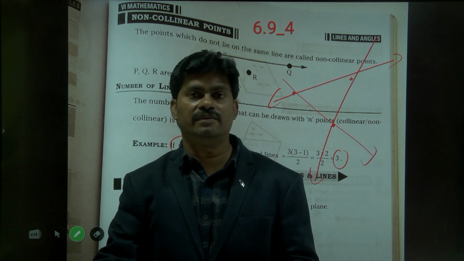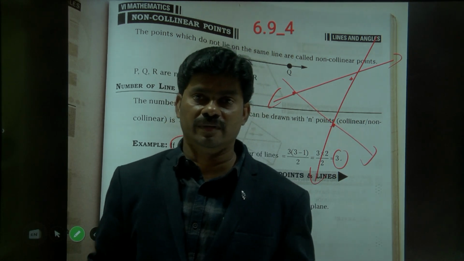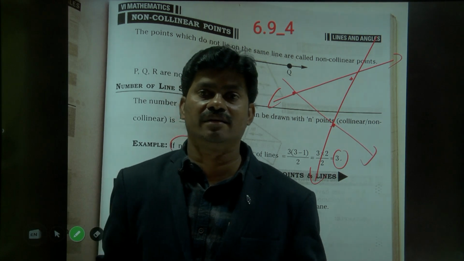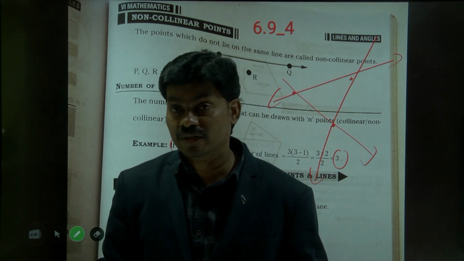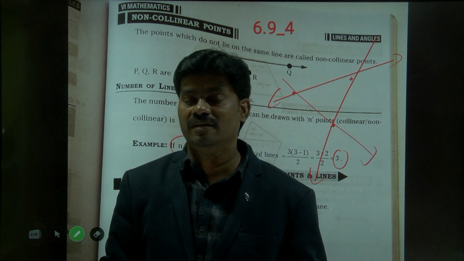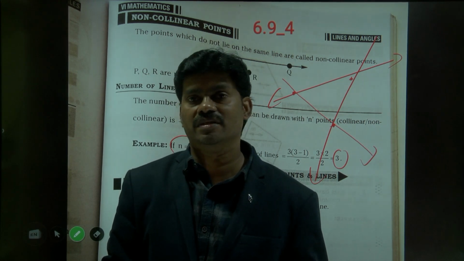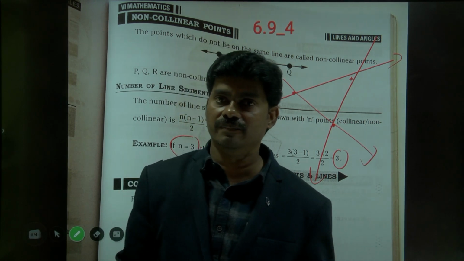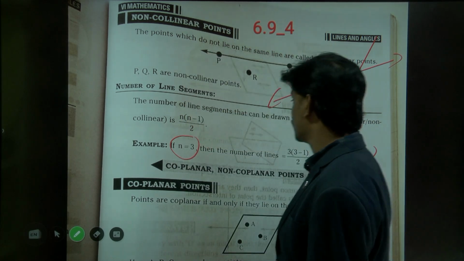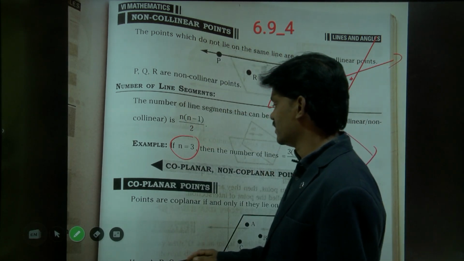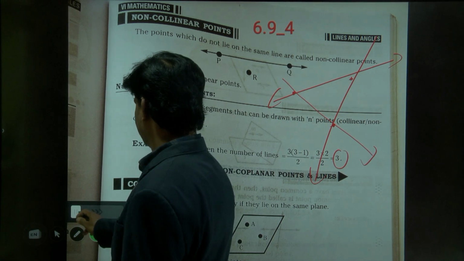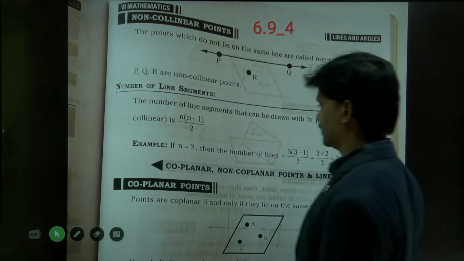The formula for finding the number of lines that can be drawn for the given collinear or non-collinear points: the number of points is n. The number of lines that can be drawn is equal to n into n minus 1 by 2. And then next.